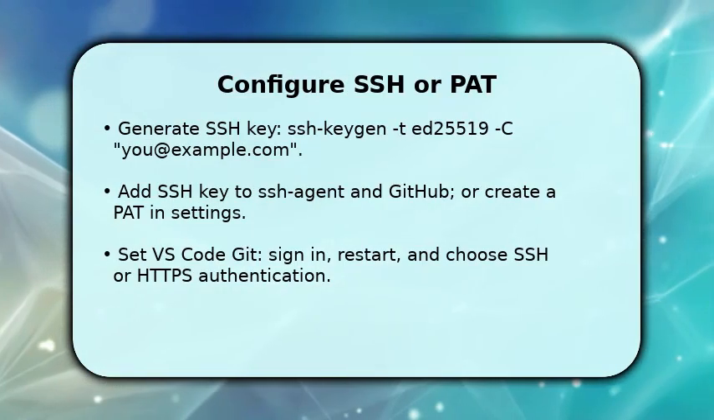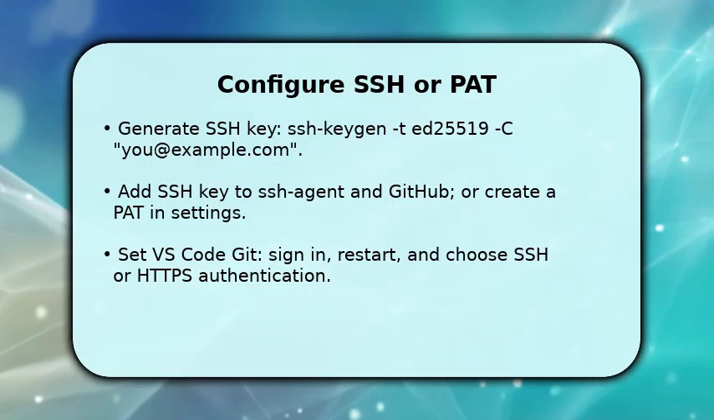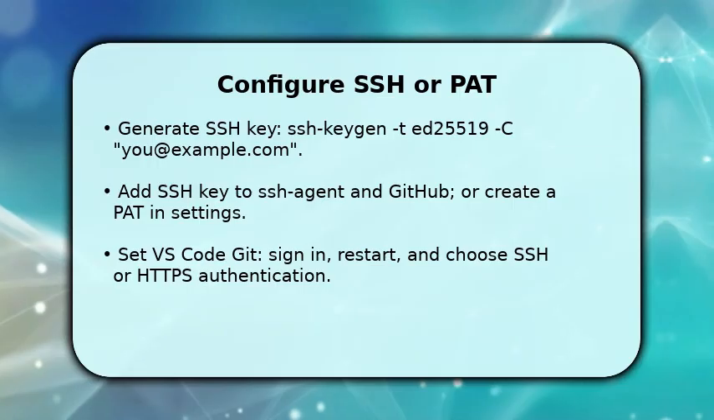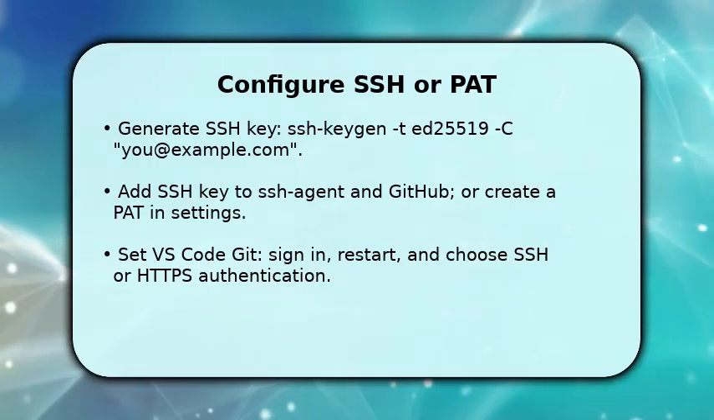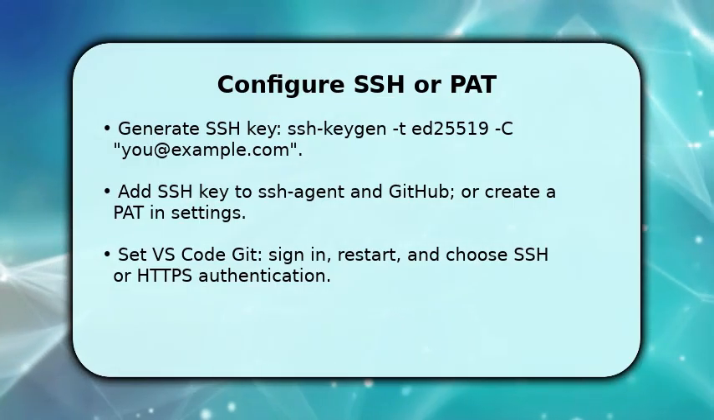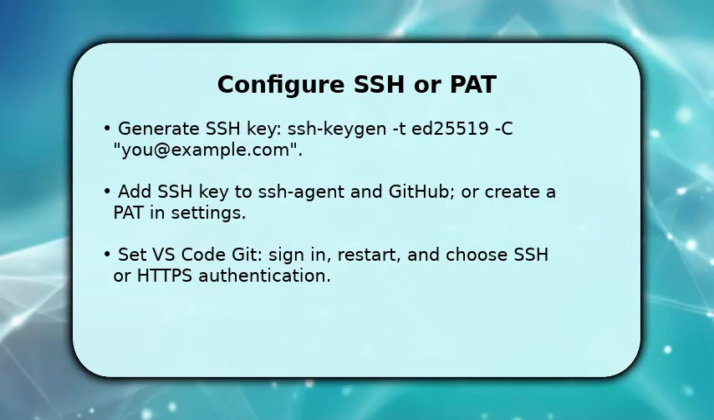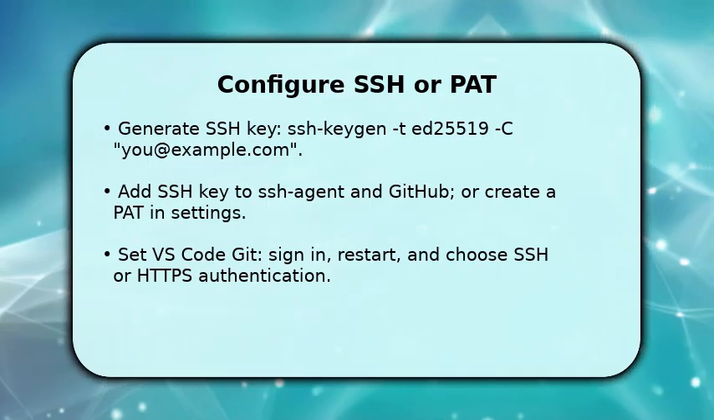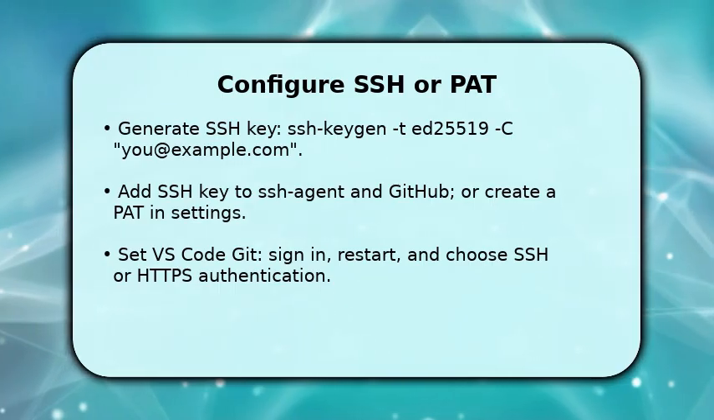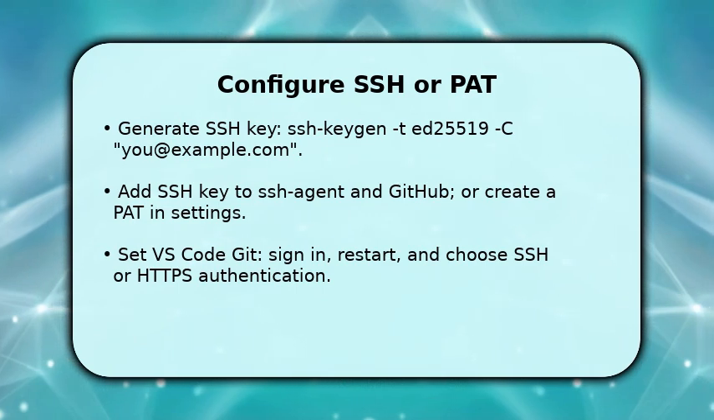Now you generate and register credentials. For SSH, run ssh-keygen, add the key to the SSH agent with ssh-add, and paste the public key into GitHub. For HTTPS, create a personal access token with repo scope and treat it as your password. Once credentials exist, open VS Code, use the Accounts menu to sign in, and restart the editor so the Git extension picks up your auth. This step ensures push and pull operations authenticate without repeated prompts.